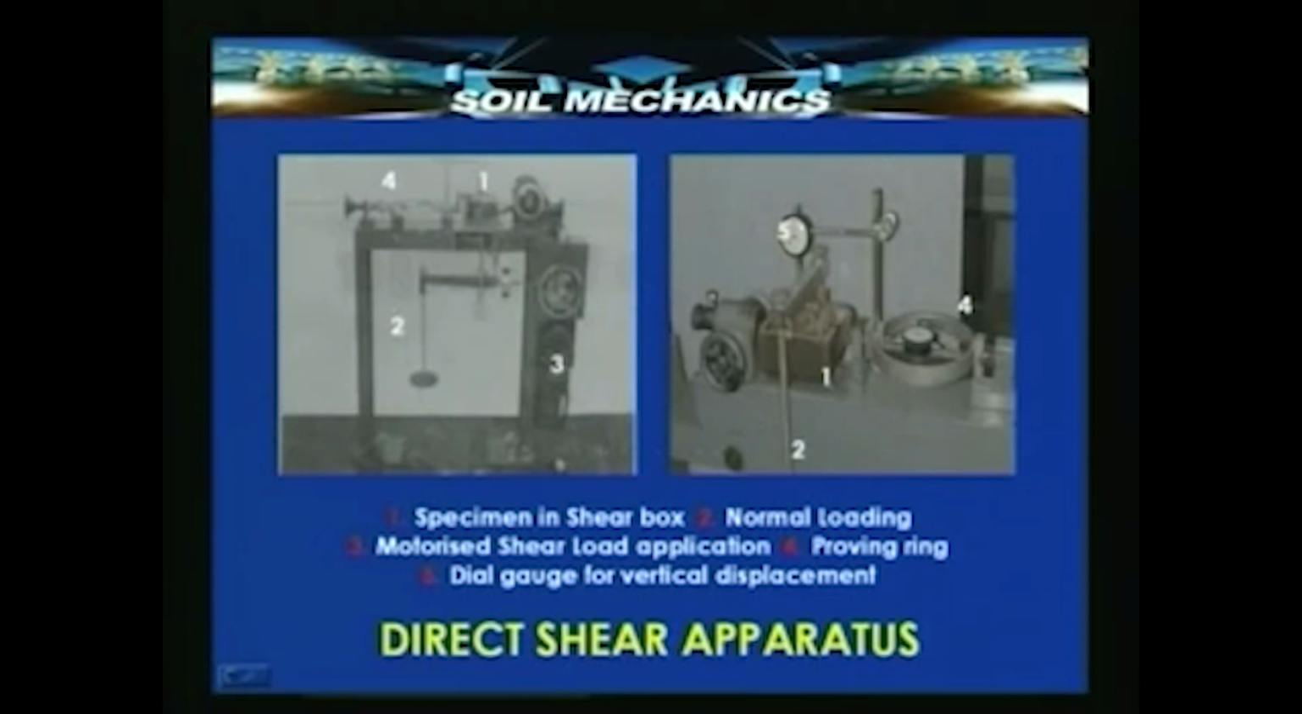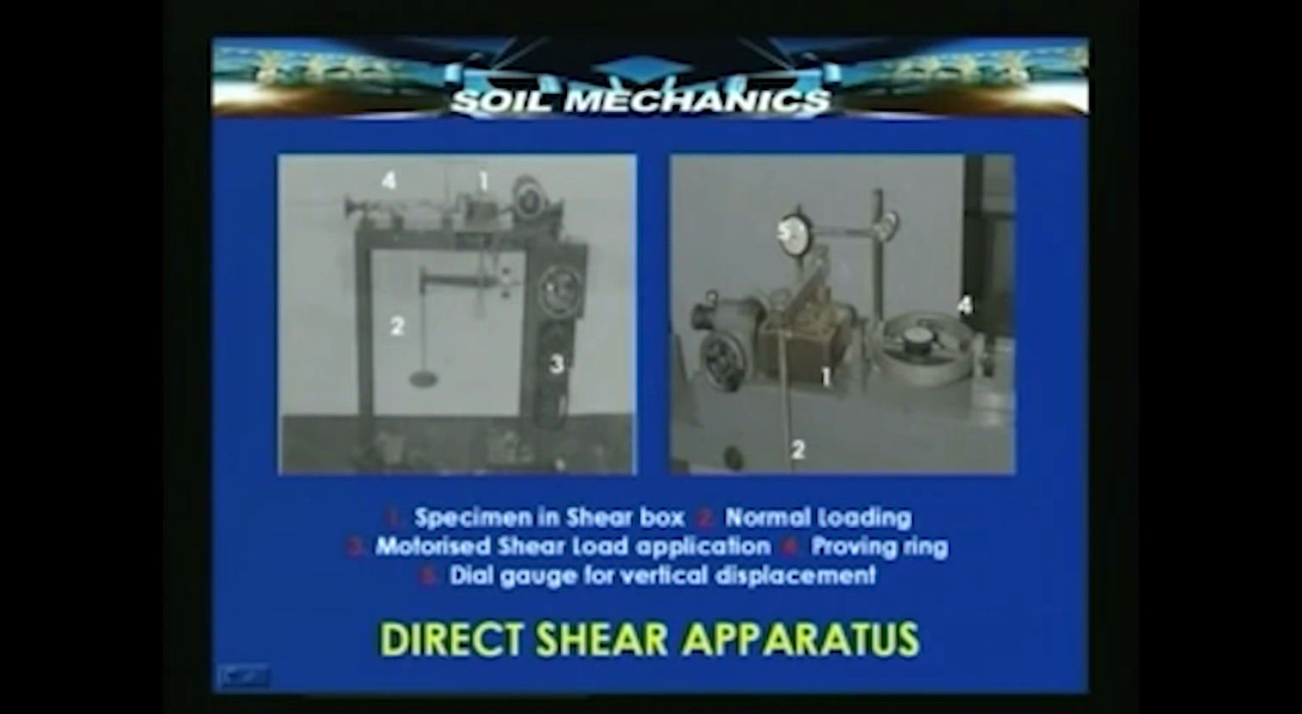The components of these boxes are: 1, specimen. So, this is where the specimen is kept, this is how the container looks. The normal load is applied here through this lever arrangement. Here also you can see this lever arrangement for applying the normal load. Then comes the motorized shear load application. Here you see the motor, and here the motor is not very visible, but there is a motorized arrangement here as well.